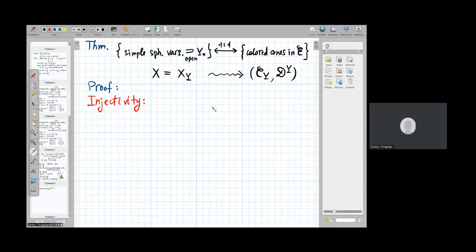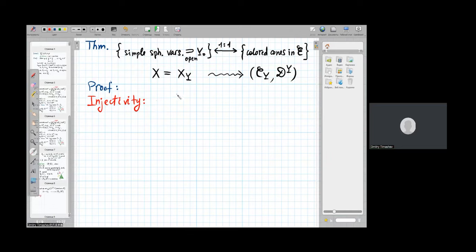Is it true that different simple spherical varieties may correspond to non-isomorphic closed G orbit, right? Well, both things are possible. If you have two different simple spherical varieties with one and the same open orbit, it may happen that their closed orbits are non-isomorphic, and it may also happen that the closed orbits are isomorphic. Both things can happen.